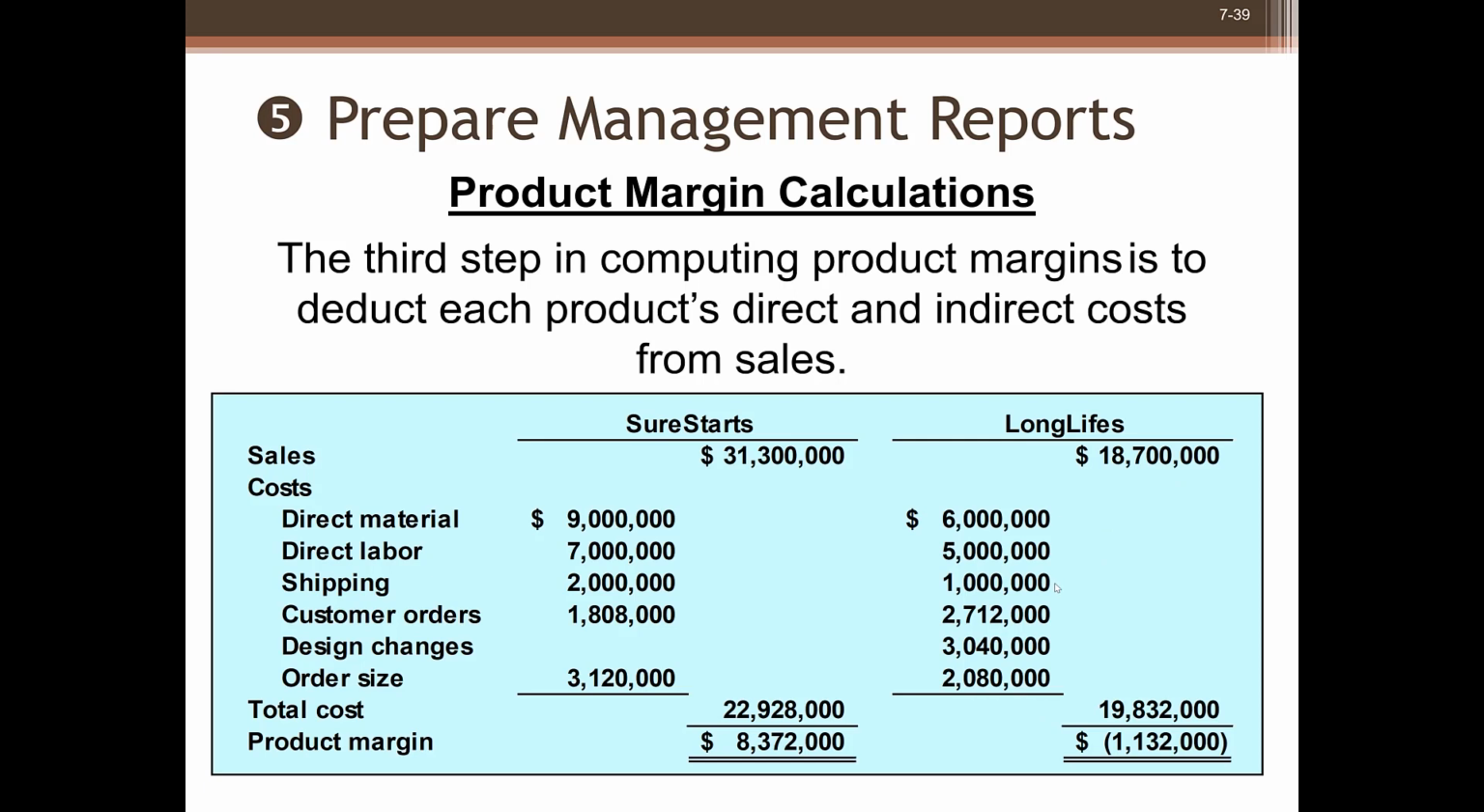For Long Life, we do the same thing. Sales minus total costs, including direct costs, shipping costs, and assigned overhead costs using ABC system. And we subtract the total cost from sales to get product margin. For Long Life battery, product margin is a negative number, 1,132,000.